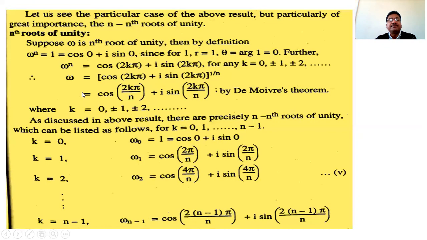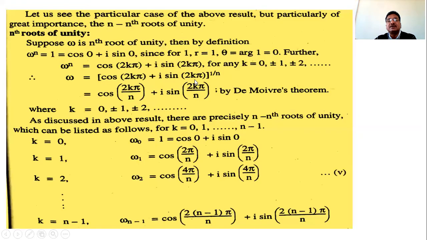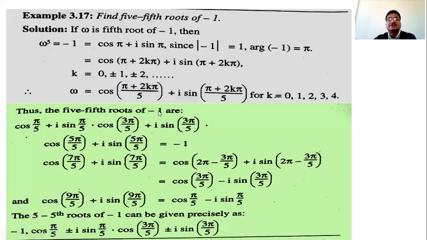Same as this, w is what? W is this bracket raised to 1 by n. So write this step at this stage, that w is equal to this in bracket raised to 1 by 5, and then apply like this, raised to 1 by 5, and then apply De Moivre's theorem. We have this step, and then substitute k as 0, 1, 2, 3 and 4. We get 5 values of this w, and that are the 5 fifth roots of minus 1.